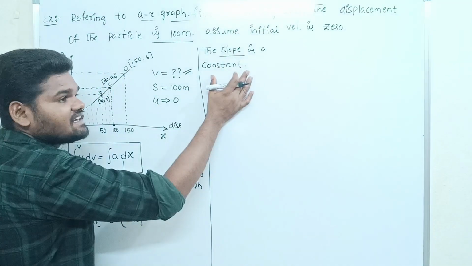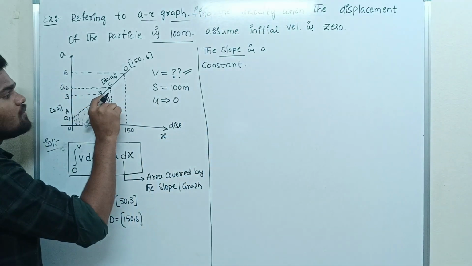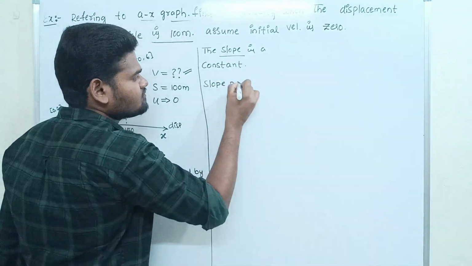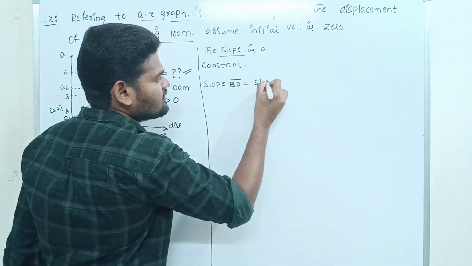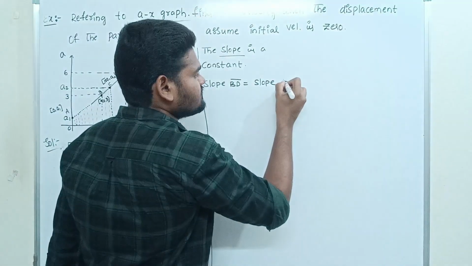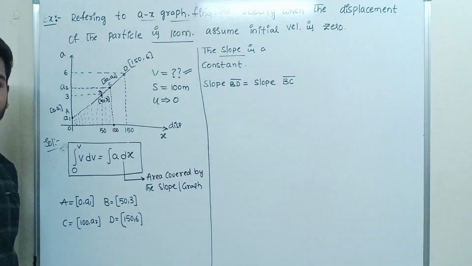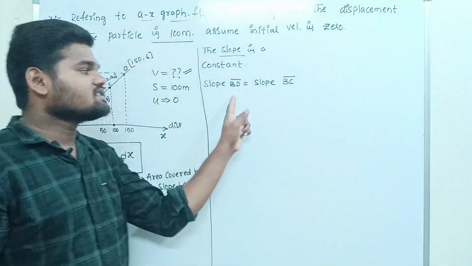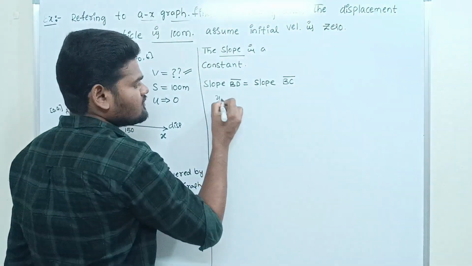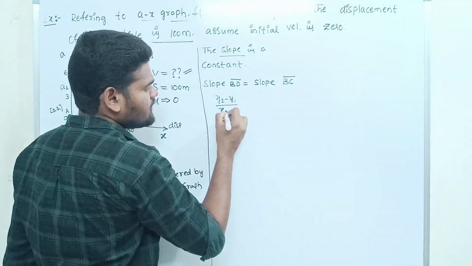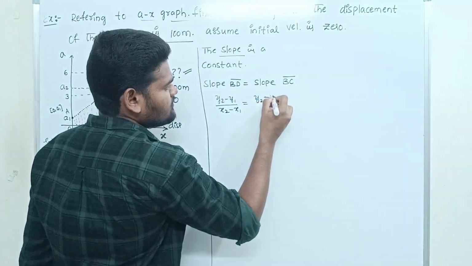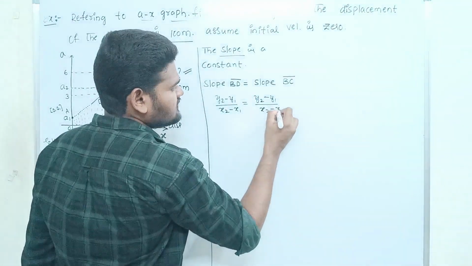Right. So from this condition, I'm taking the slope of BD. Slope of BD is equal to slope of BC. Can I write like that? Because slope is constant everywhere, the value of the slope is the same. So how to find the slope? y2 minus y1 by x2 minus x1, that is equal to BC, y2 minus y1 by x2 minus x1.